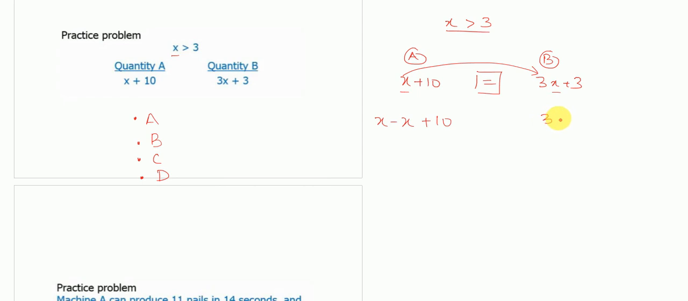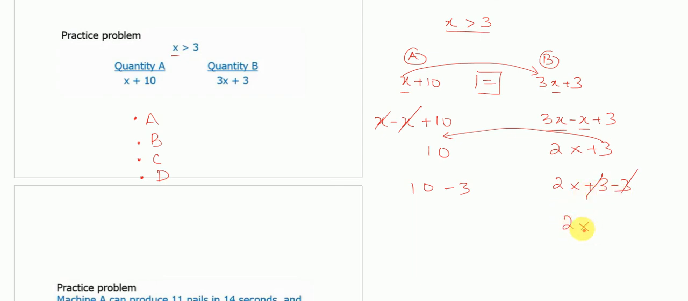So that would mean that 3x minus x plus 3. The two x's would cancel each other out, and when you subtract them, we'd be left with 2x plus 3. And to isolate x, you have to move 3 over to the other side. So 2x plus 3 minus 3, 10 minus 3, cancel them, and you'll be left with 2x and 7. Now it's much easier to compare this simplified form.